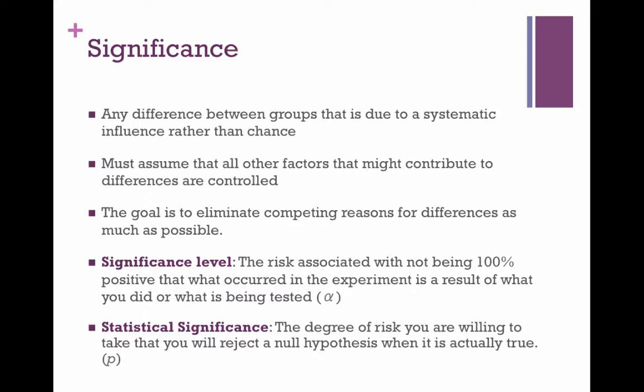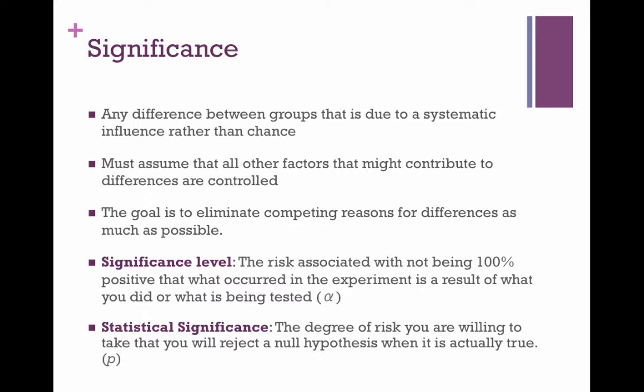At what level are you saying, I'm willing to say that I'm so much percent wrong when you accept or you reject your hypotheses? And so when we run the analyses, we have our statistical significance. We have a number that we get, which is called a p-value. And our p-value is the degree of risk that you're willing to take that you will reject the null hypothesis when in fact it really is true.